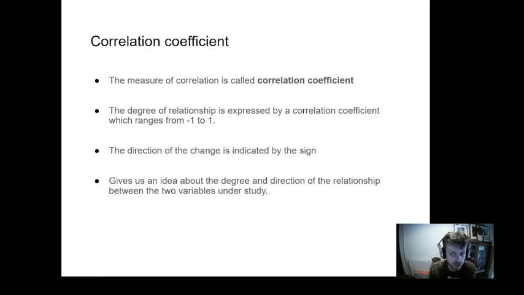So, the correlation coefficient is the big number that we're going to be looking for. This is a number that can range from -1, which means they're negatively correlated, to 1, which means they're perfectly correlated, and 0, which means there's no correlation between the two things. And the direction is obviously indicated: -1, negatively correlated, 1, positively correlated, and 0, no correlation.